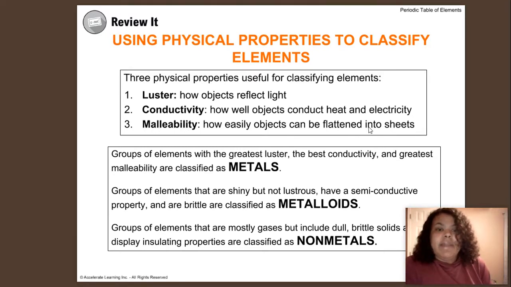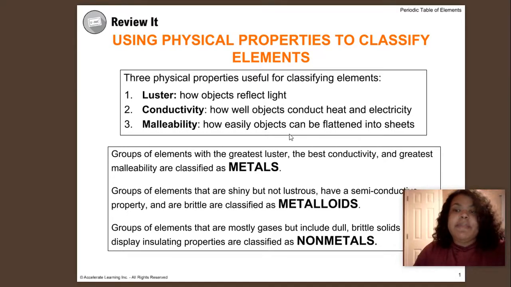The next group of elements are shiny but not lustrous, have semiconductive properties, and are brittle. Those are classified as metalloids. They're not quite metals and they're not exactly non-metals, but they do have some properties of both. Groups of elements that are mostly gaseous but not dull, brittle solids are non-metals. They display insulating properties, and I'm sure you can think of plenty of non-metal examples.